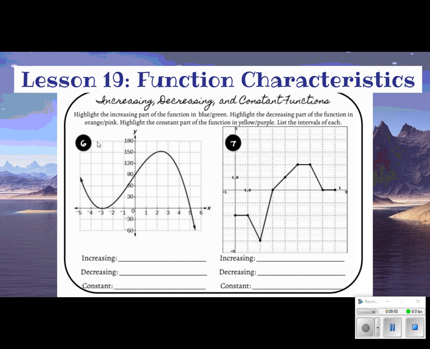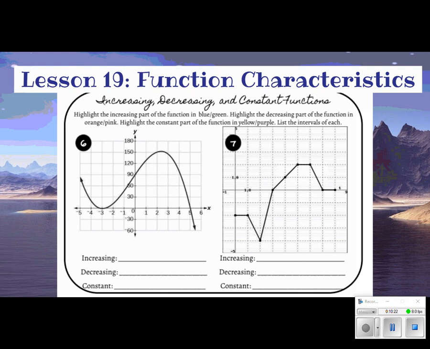All right, so what I'm going to show you in this example is to highlight the increasing part blue or green, highlight the decreasing part orange or pink, and then highlight the constant part yellow or purple. I don't have a yellow or a purple, so I'm going to go with green for increasing, orange for decreasing, and then a blue kind-of-ish purple for my constant. And then we're going to list the intervals. It doesn't really matter where you start, but I highly recommend starting on the left.